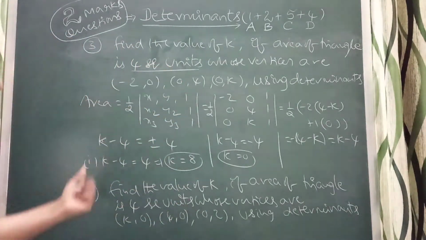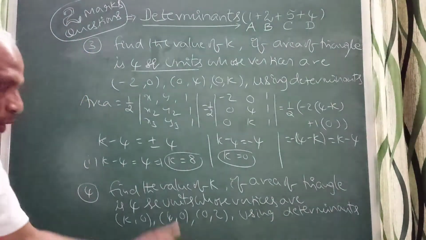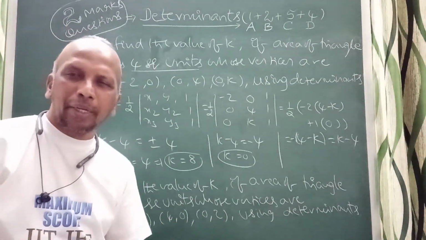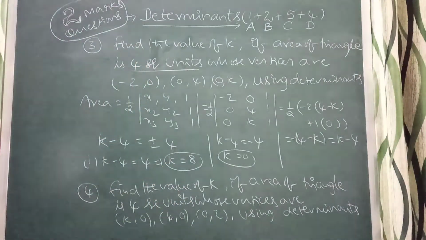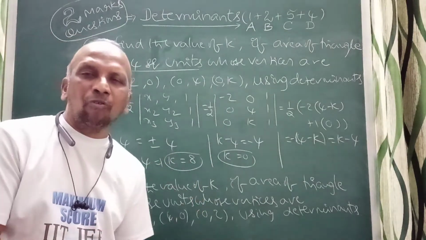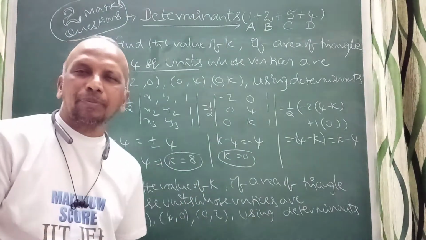After doing this, you practice this problem. Here also you will get the expected answer k equal to 0 or 8 only. Try to solve this problem. It is similar to this one, so practice immediately and you will be confident about this model. We will do the next one.